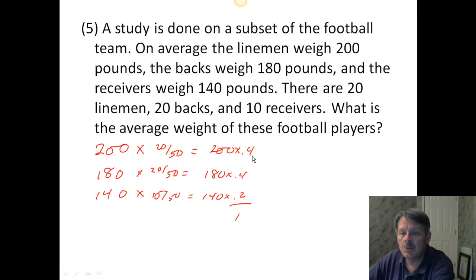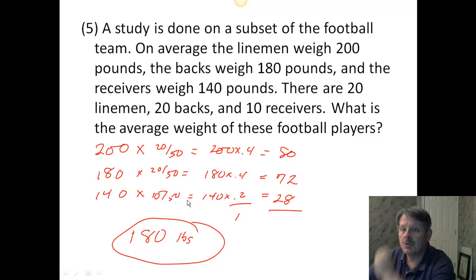Let's see, 200 times 0.4. Well, the easiest way for me to do that, mental math, is to say, well, 200 times 0.1 is 20, and I've got 4 of them. So 20 times 4 is 80. 180 times 0.4, well, 18 times 2 is 36. 36 times 2 is 72. And 140, 14 and 14 is 28. If I add all those together, the 2 and the 8 give me 10, and the 80 and the 72 give me 152, so I'm at 180. So my answer here is 180 pounds. Well, that's between 140 and 200, and it's going to be closer to 180. So that makes sense. We're good.